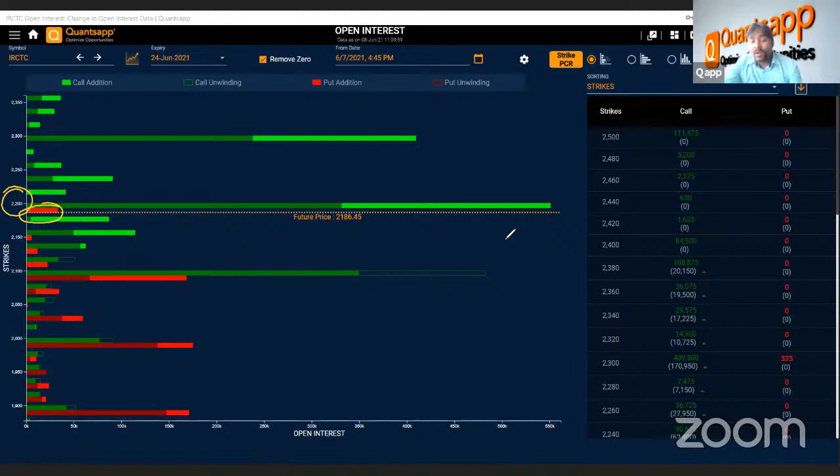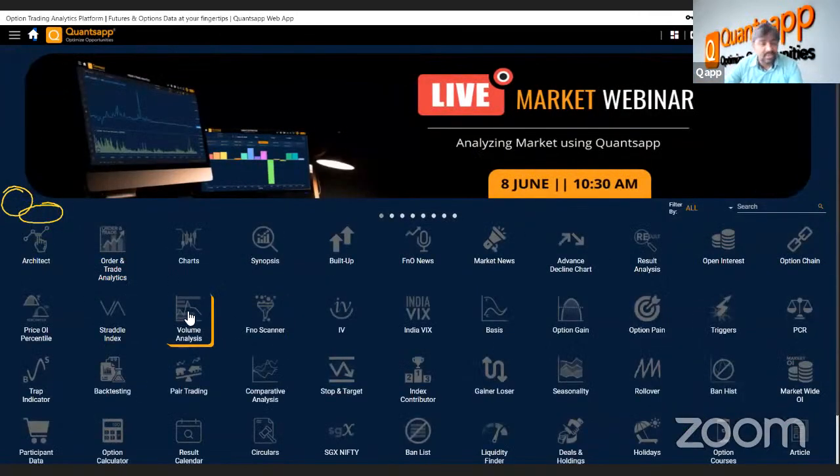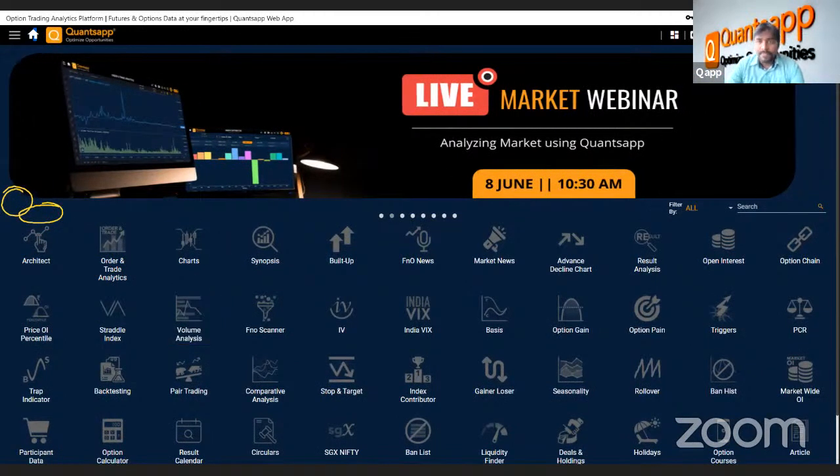Okay. Now, where do we get the volume data in the application? In the application specifically, we have a tool known as volume analysis. Here you can get this. Okay, fine.